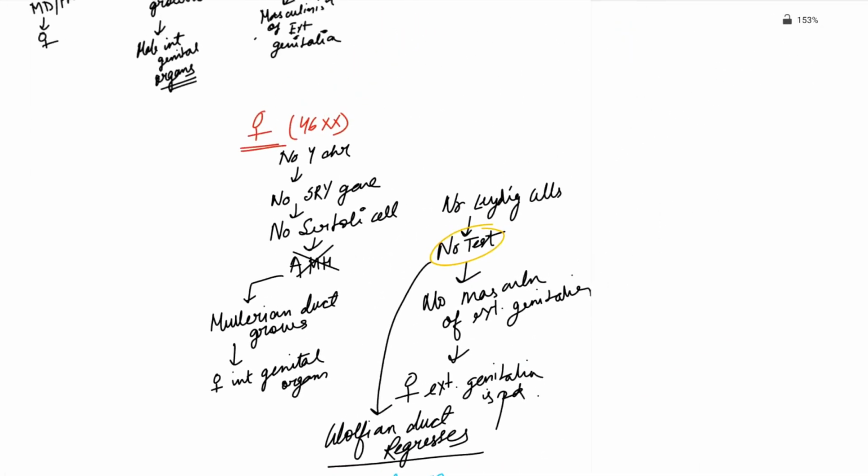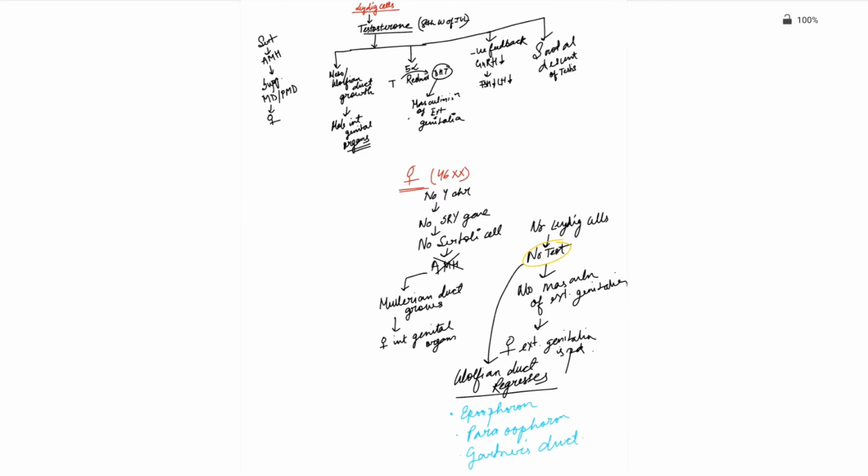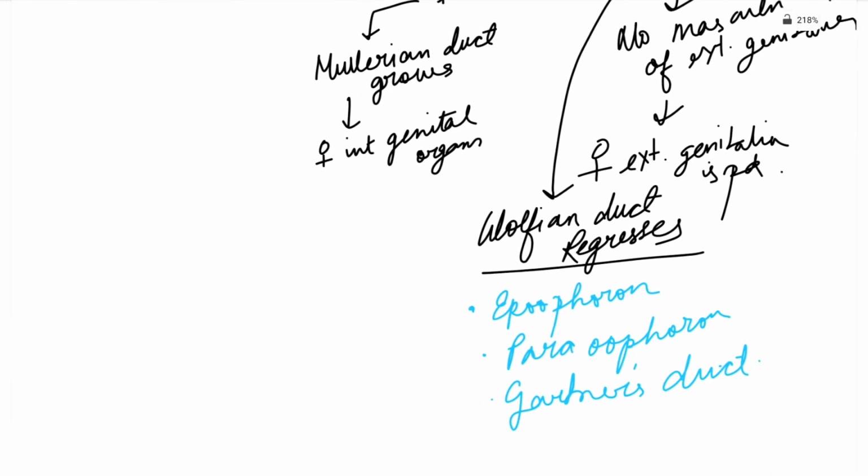So this is how, with this we complete the development of the male and the female external genitalia.